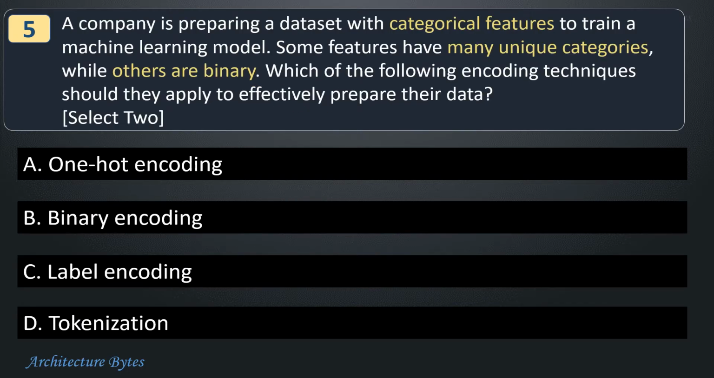A company is preparing a dataset with categorical features to train a machine learning model. Some features have many unique categories while others are binary. Which of the following encoding techniques should they apply to effectively prepare their data? Our options are one-hot encoding, binary encoding, label encoding, or tokenization.